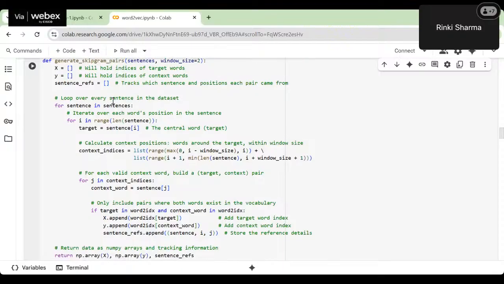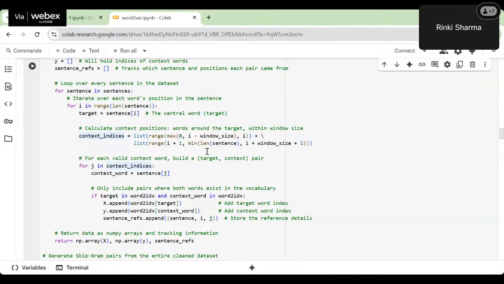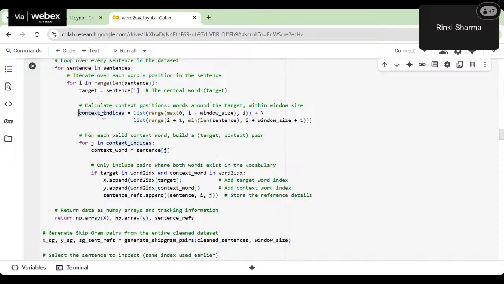So we continue by generating the context target pair for the skip-gram model. Here we have defined a loop over each sentence. This is how we generate the context and target pair for the skip-gram model. Here, our goal is to predict the context words, which are the neighboring words, given the center word. Depending on the window size, we can choose the neighboring words. So here we have defined how our context and target words are defined.